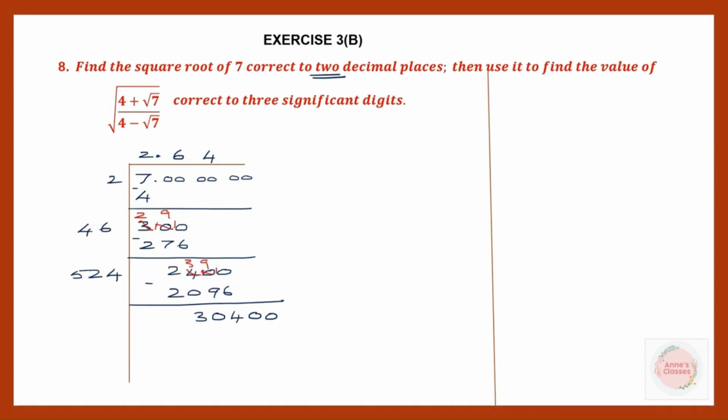Now let's get the double of 264. We multiply it by 2. 2 4s are 8, 2 6s are 12, carry 1, 2 2s are 4 plus 1, 5. So the number is 528, which is the double of this, and we're going to write it here. 528. Now next to this number, we need to get a digit to get a number close to this.